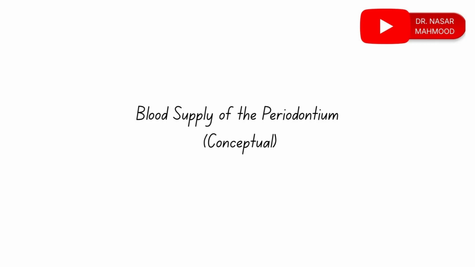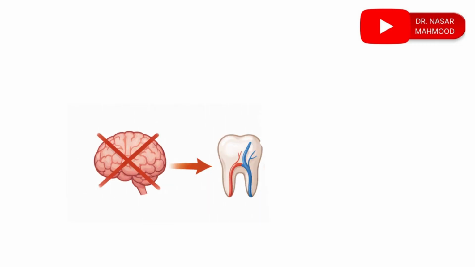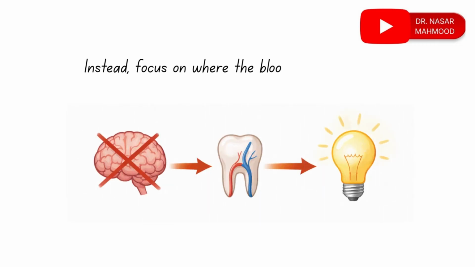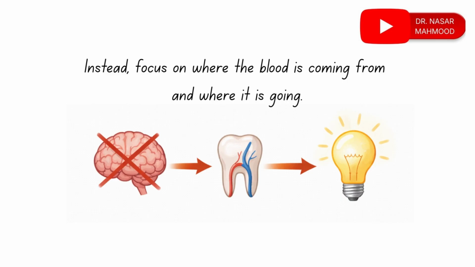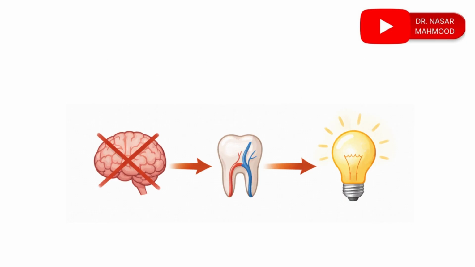In this video we will understand the blood supply of the periodontium. Now this can feel very complex if you try to memorize all the names. Instead, focus on where the blood is coming from and where it's going. And if you understand the pattern of the blood supply, the details become a lot easier to remember.